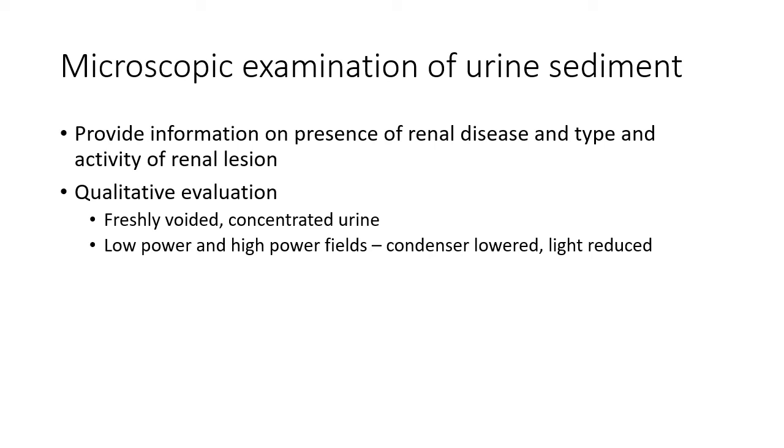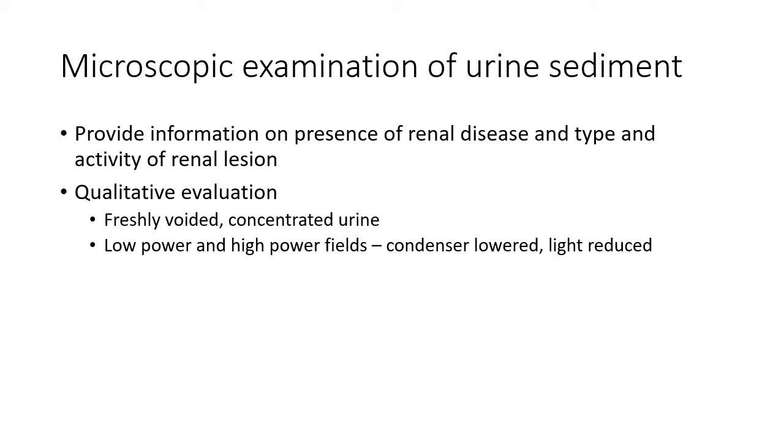First, let's discuss qualitative evaluation. Qualitative evaluation is more reliable when the urine is freshly voided and it is concentrated. Here 10 to 15 milliliters of urine is taken and centrifuged at a standard speed, usually 1500 to 2000 rpm for 5 minutes. The supernatant fluid is poured off and the sediment is resuspended in 1 milliliter of the same fluid. The resuspended sediment is placed directly on a microscope slide and covered with the cover slip.